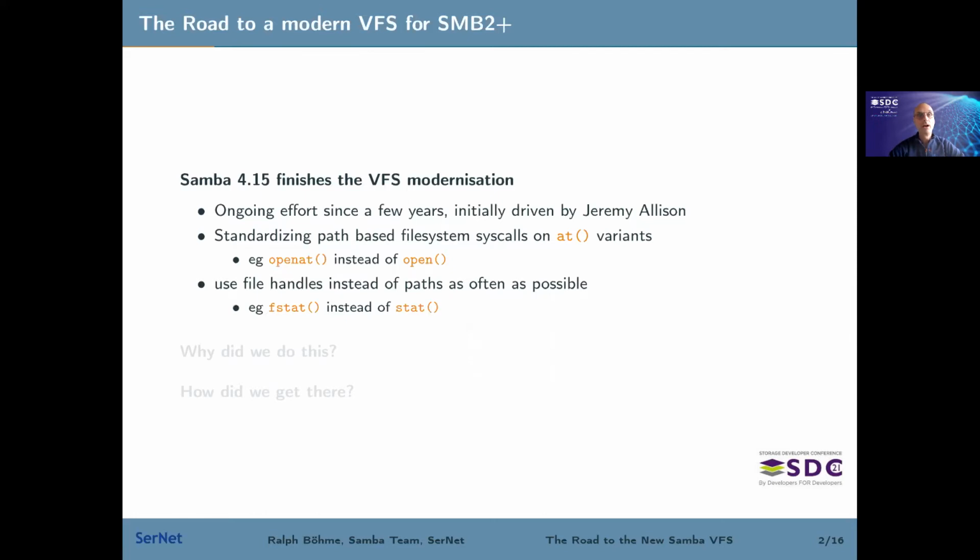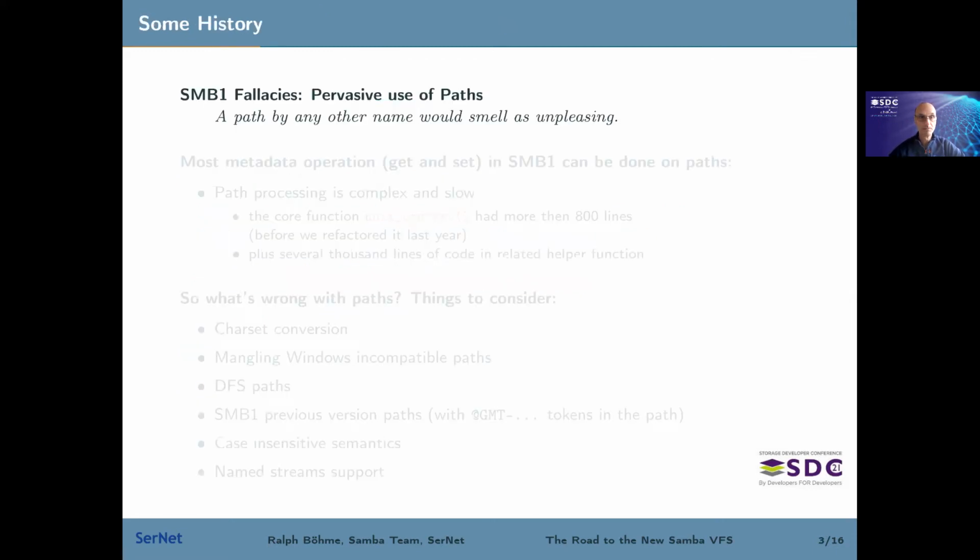This has been an ongoing effort for quite a few years, initially driven by Jeremy Allison. The idea was standardizing path-based file system syscalls on the at variants, so for example using openat instead of open, and using file handles instead of paths as often as possible, so for example using FSTAT instead of stat. Now the question is, and there are actually two of them, and I will try to give you an answer: why did we do this, and how did we get there in the end?